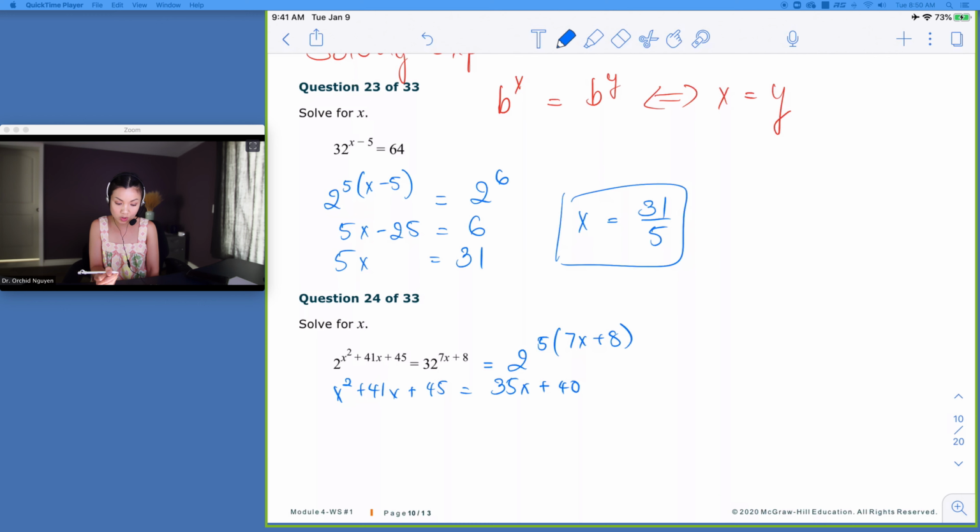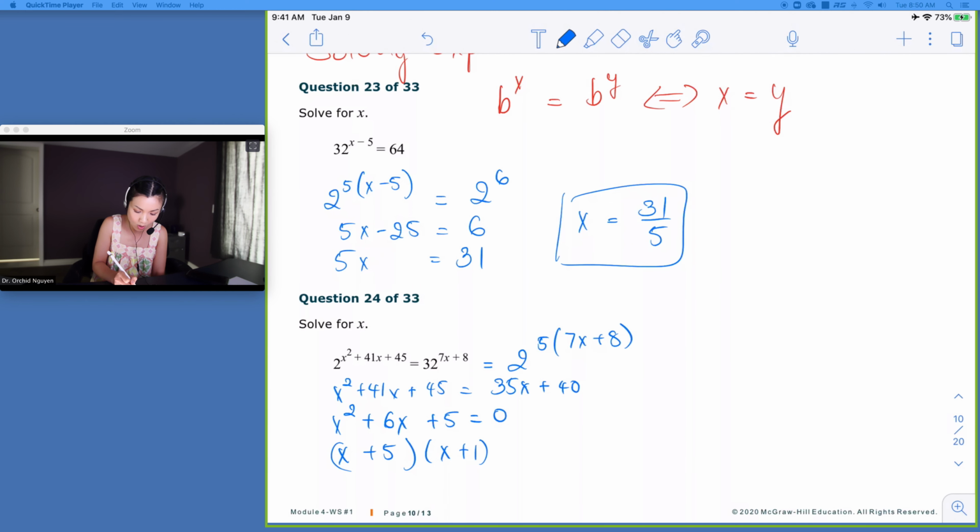You see that we have a quadratic equation. Move everything to one side so we can factor. So I have x squared, 41 minus 35, 6x, 45 minus 40, 5. So what I have is x plus 5 and x plus 1. So x is going to be negative 5 and x is negative 1. And those are my two solutions.